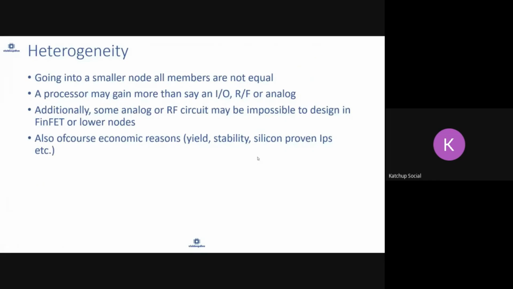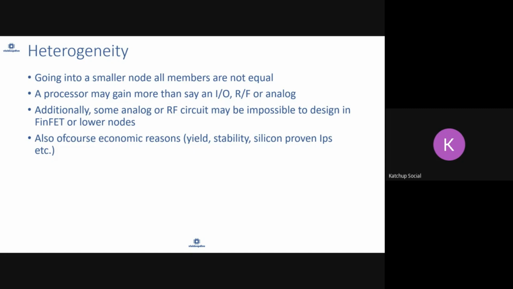And in addition to that, going into a system on chip means you are integrating everything on a single chip. That means whether your processor, your memory, or your analog circuits, all have to go to a lower node together. But there are unequal members here. In earlier technologies, going to a lower node was equal for all, but now all members are not equal.